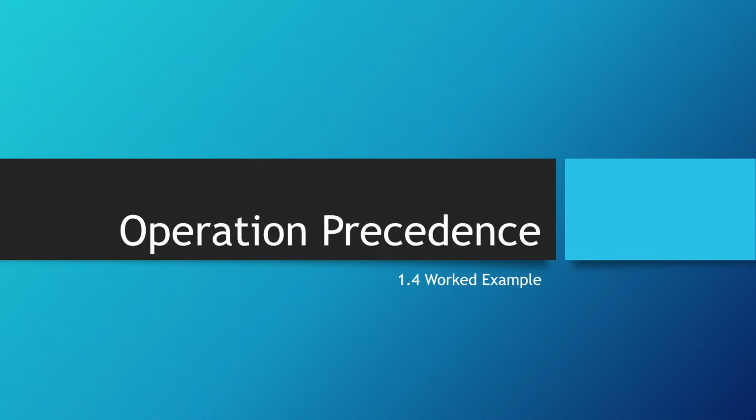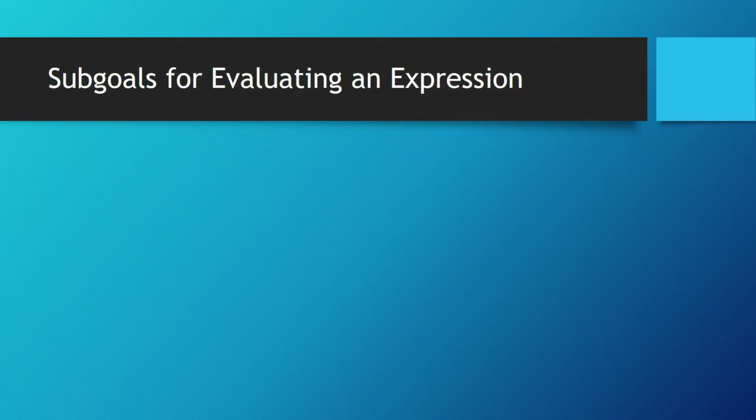In this video, we will look at an example of advanced operation precedence. The goal is to evaluate the expression. In order to achieve this goal, we must work through each of the subgoals. The first subgoal is to determine the resultant data type of the expression.